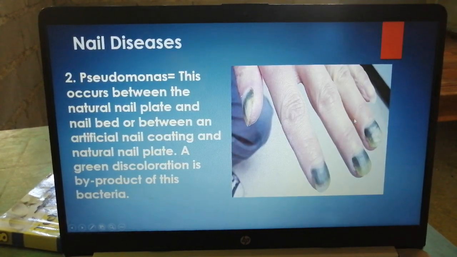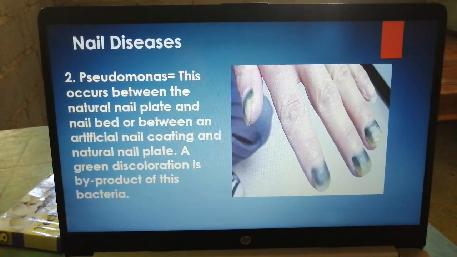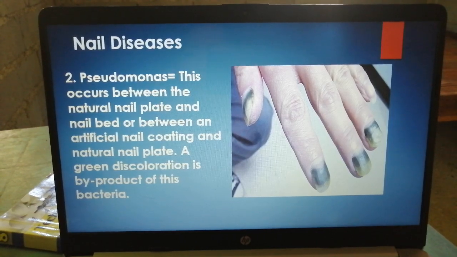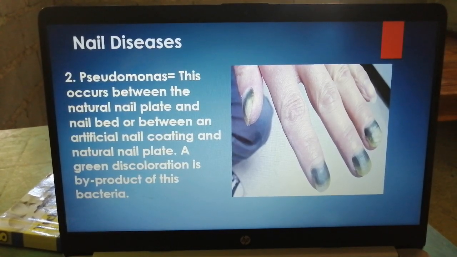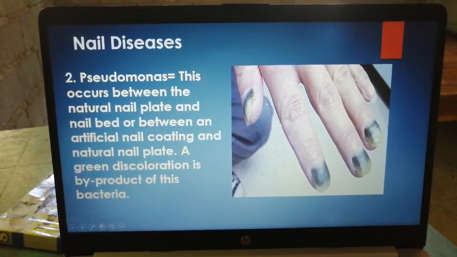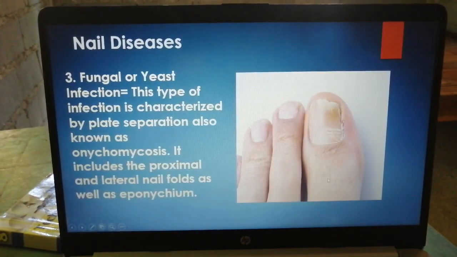Then next is Pseudomonas. This is a course between the natural nail plate and nail bed, or between an artificial nail coating and the natural nail plate. A green discoloration is a byproduct of this bacteria. So, ito, nakikita nyo yung itsura ng Pseudomonas. Parang nag-green siya.